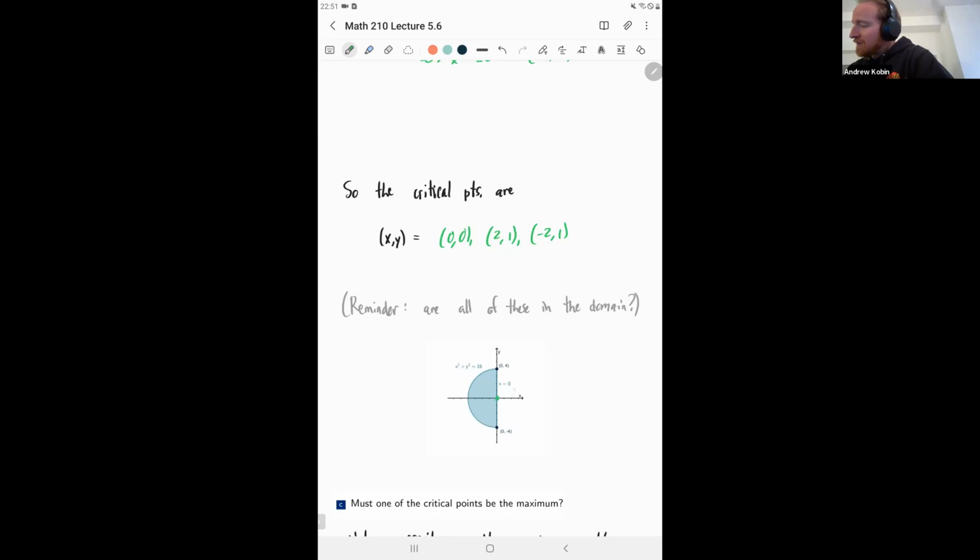(2, 1) actually is an issue. (2, 1) is over here, so let's take that off the list because it falls outside of the domain. On the other hand, (-2, 1) is over here, so that one's good. So we actually only have a list of 2 possible critical points.